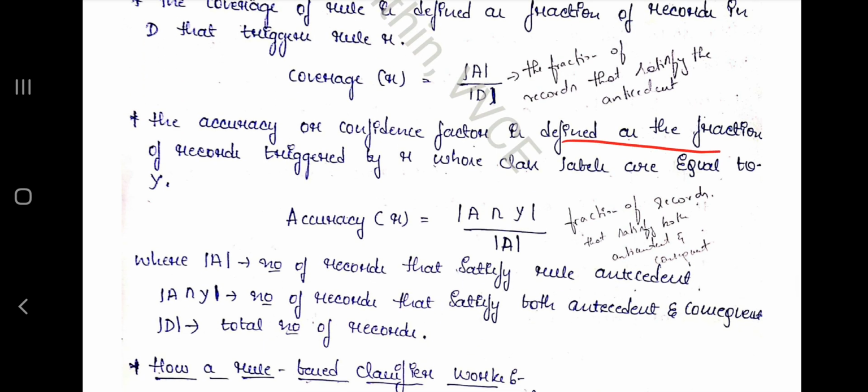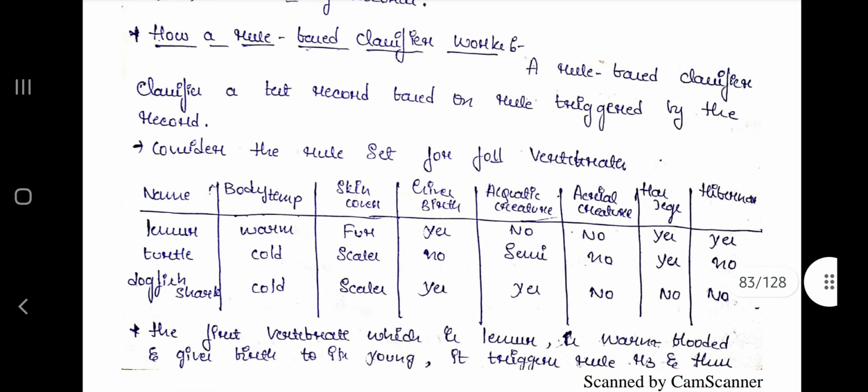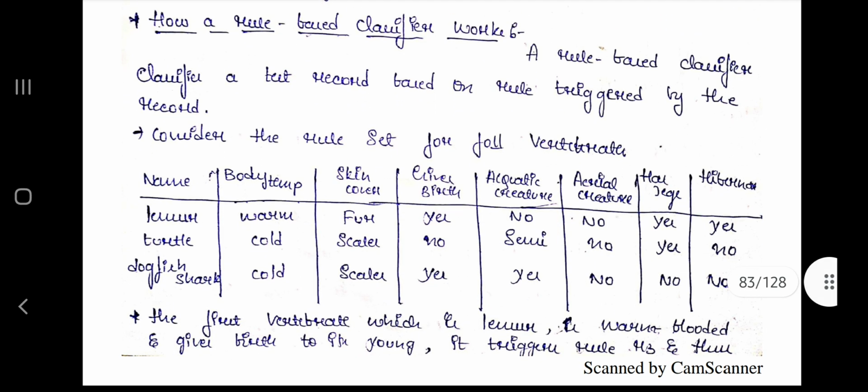Accuracy is defined as the fraction of records triggered by R whose class labels are equal to Y. That's what accuracy is. By using these two, accuracy and coverage, we make use of the rule based classifier. We will be doing the classification. Here's an example. That's the third point you have to write.